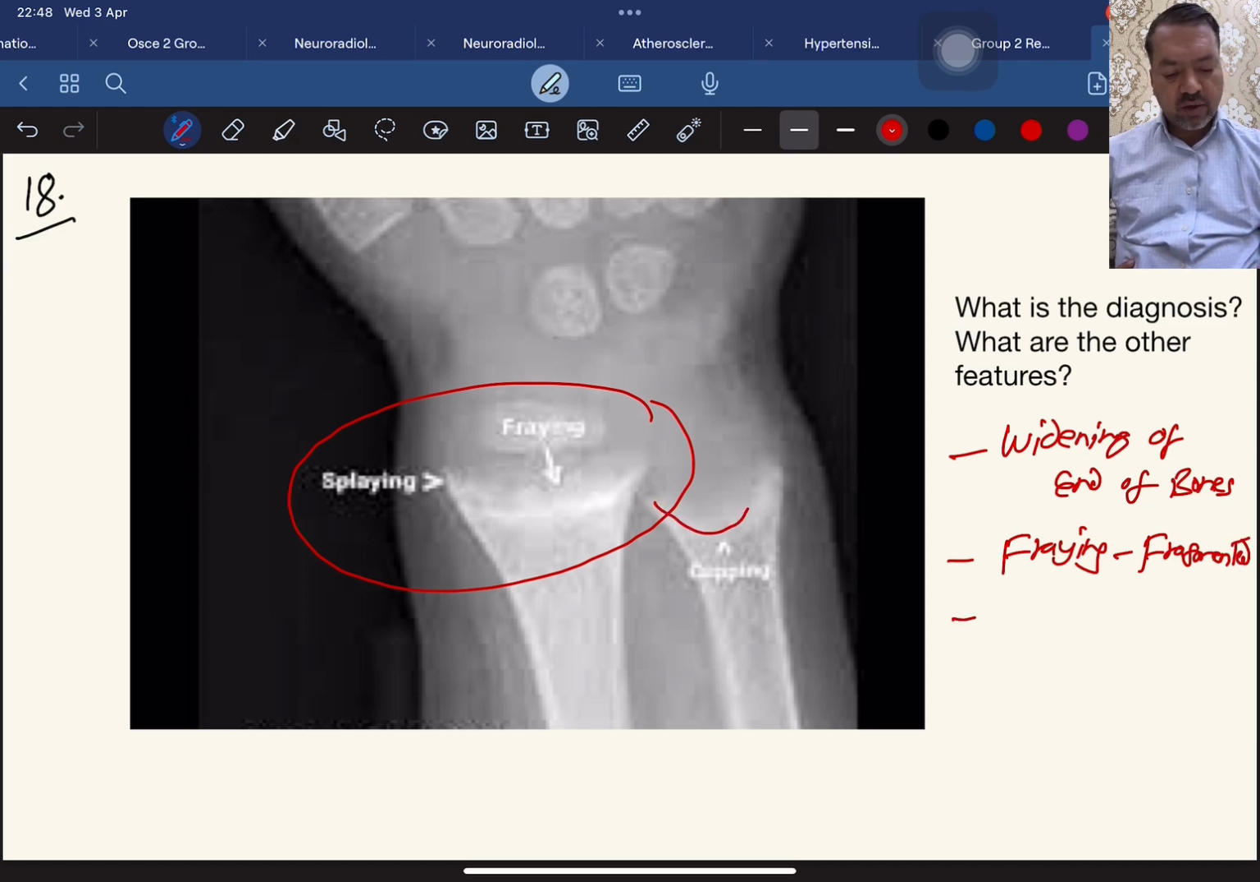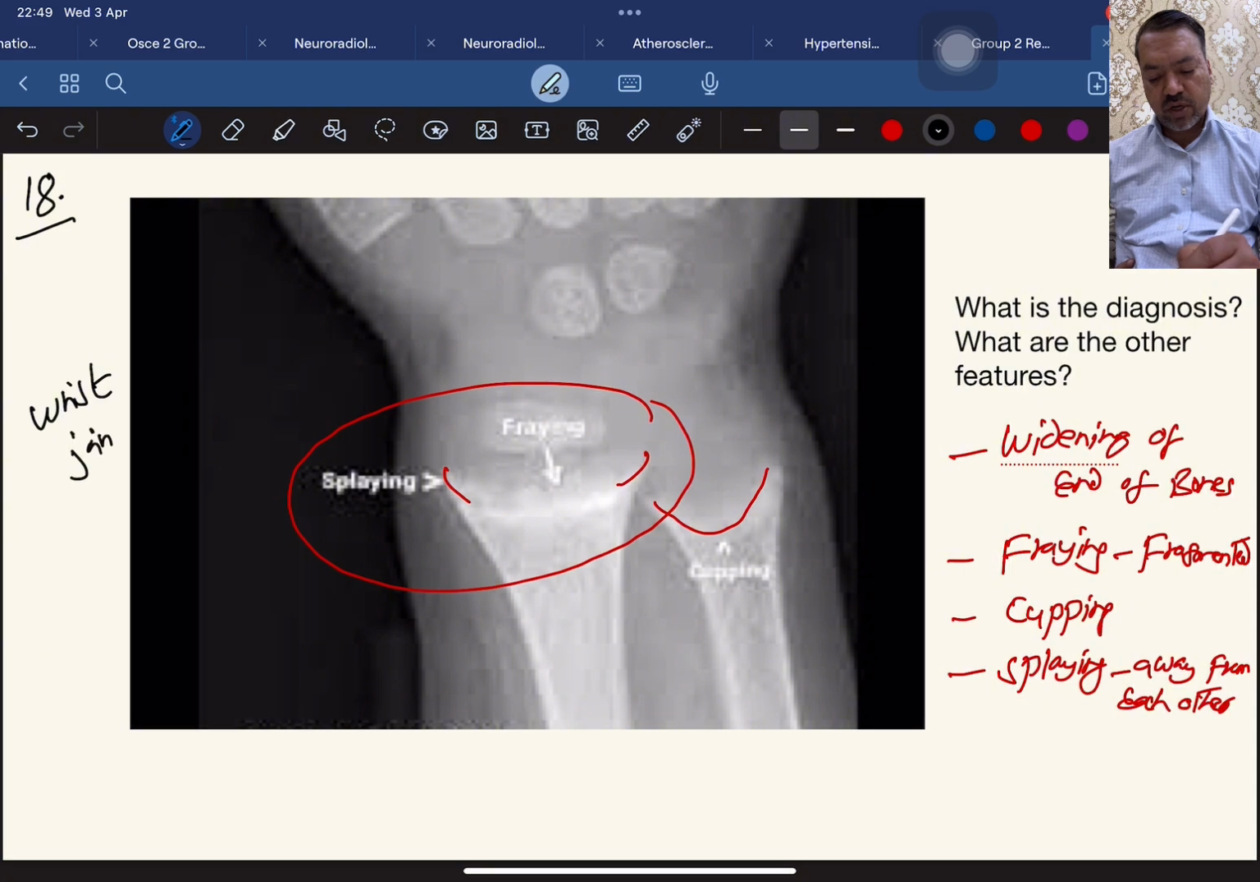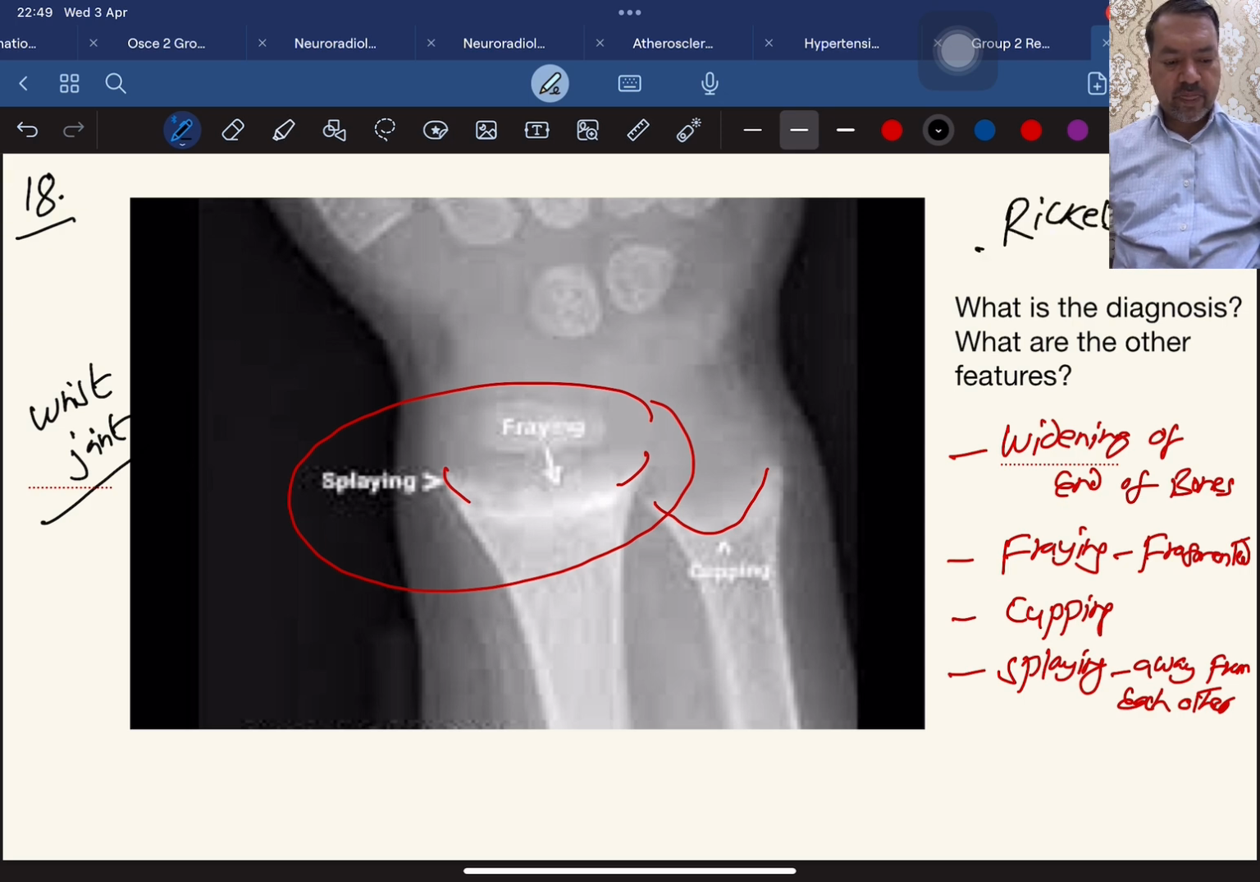Third is called cupping. You can clearly see it's going downward. Another is splaying. Splaying means it is going away from each other. If these are the things given, and it is a wrist joint, of course. The wrist joint is the most commonly examined joint in case of rickets, and second is the knee joint. So this is a case of rickets, no doubt about it.